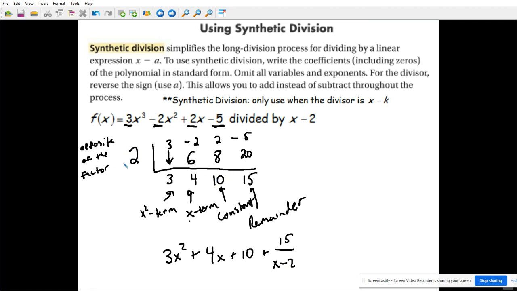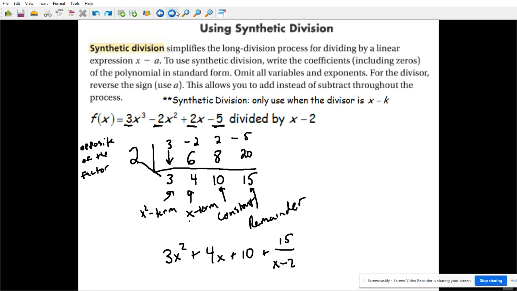Again, where did I get this 2 from? It's the opposite of whatever I'm dividing by. And then all of these numbers are the coefficients from the original problem that's inside the division sign that I'm dividing by. Anytime I'm diagonal, I multiply. Anytime I'm straight up and down, I add. But the key is to drop that first number. This is called synthetic division.